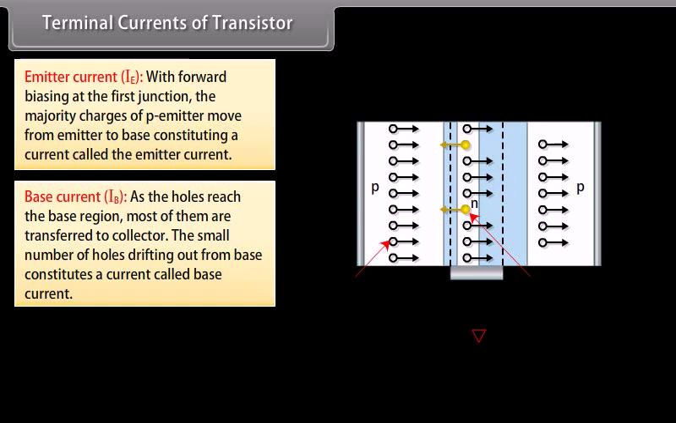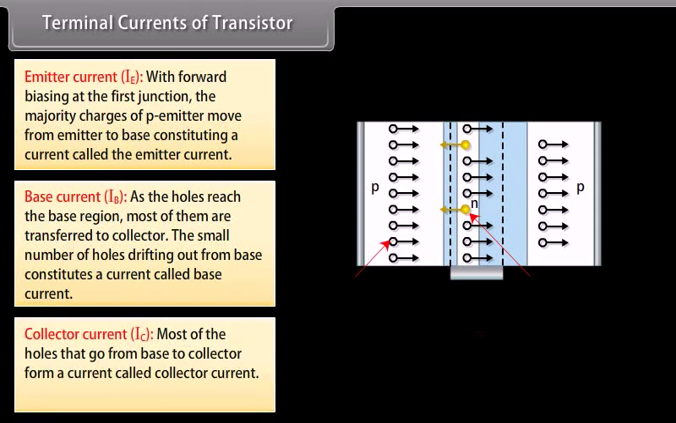Base current, IB. As the holes reach the base region, most of them are transferred to the collector. The small number of holes drifting out from the base constitutes a current called the base current. Collector current, IC. Most of the holes that go from base to collector form a current called the collector current. IE is equal to IB plus IC. The current concepts are all the same in PNP and NPN, except that all currents are directed opposite in the two cases.